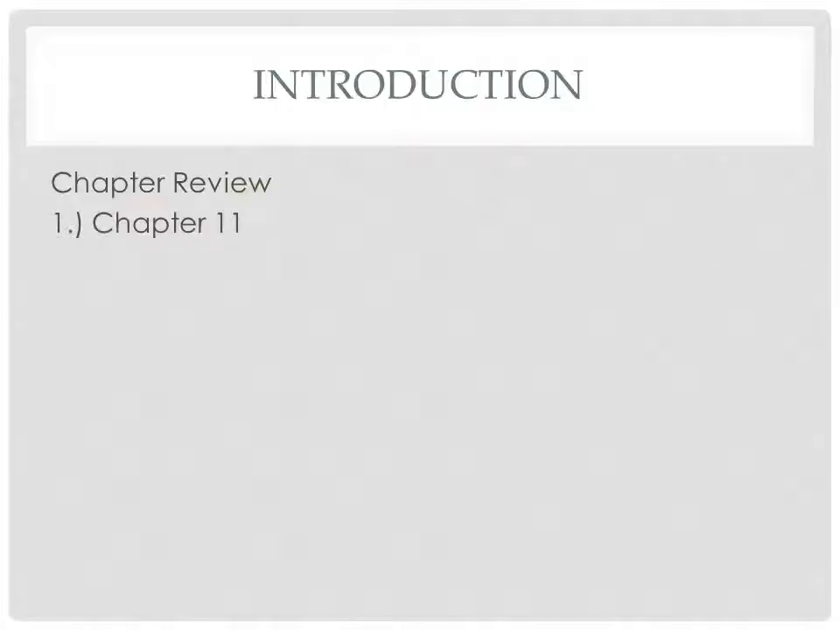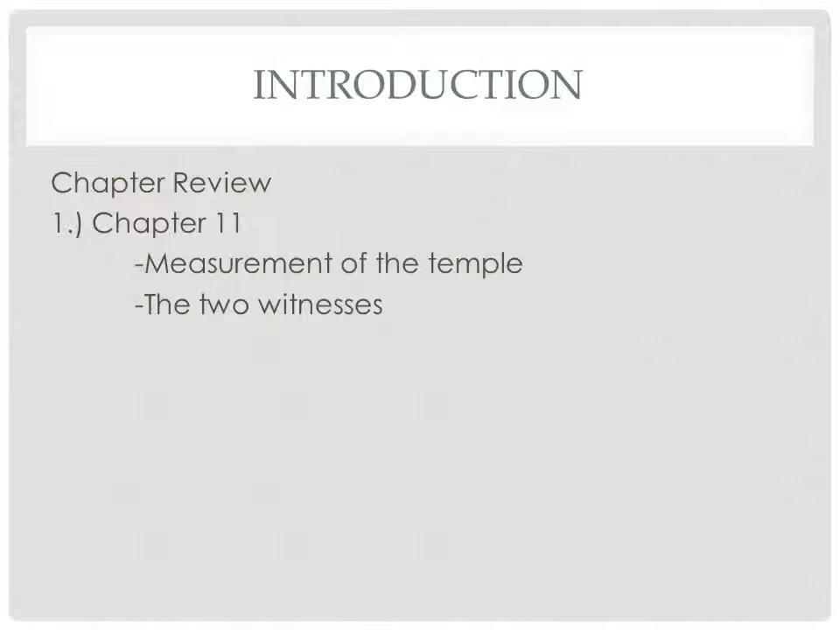Just as a quick review, we want to jump back to Chapter 11. In Chapter 11, we had the measurement of the temple. John was given a reed and was told to go and take measurements of the Temple of Jerusalem. We had the two witnesses being described. We talked about possible identification of these two witnesses and, based on your interpretive grid, how you might see those two witnesses. And then we had the seventh trumpet blast. So the final trumpet was sounded in chapter 11.